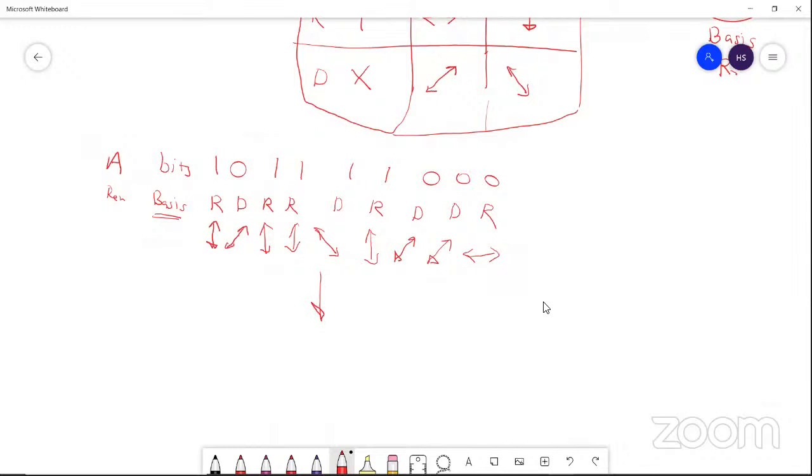Now what will happen at Bob's side? This is done at Alice's side. At Bob's side, Bob will also do the same thing. He will choose arbitrary bases to measure these photons. Let's suppose arbitrary R and D choices are there, and he uses R, D, D, R, or D.